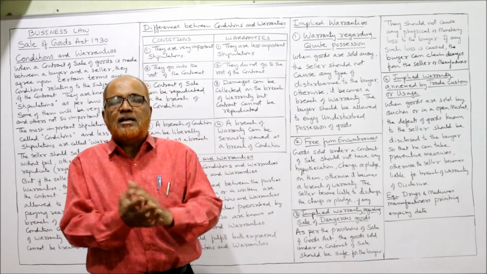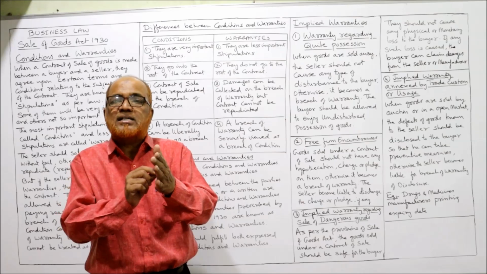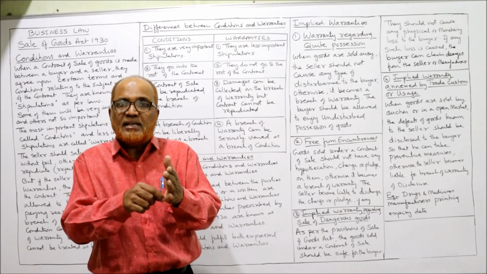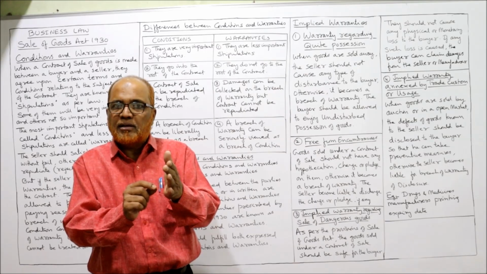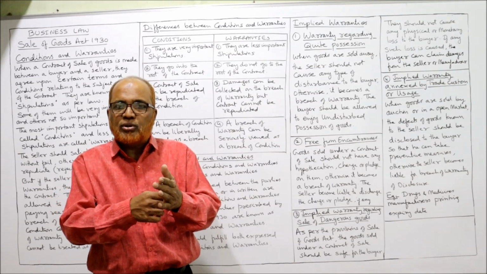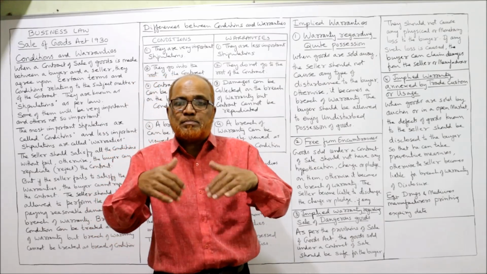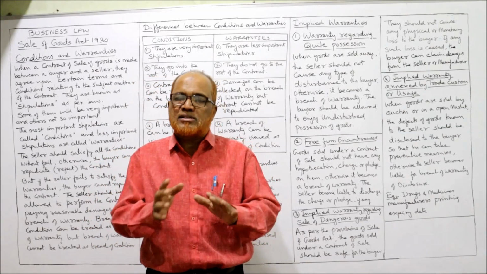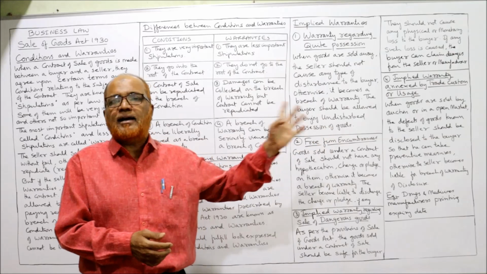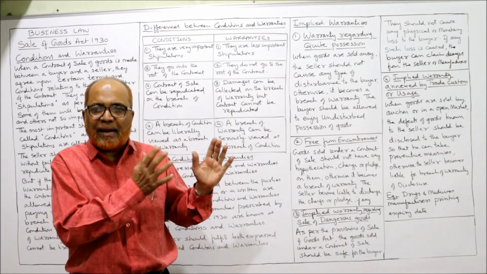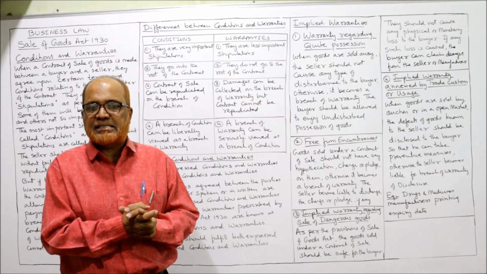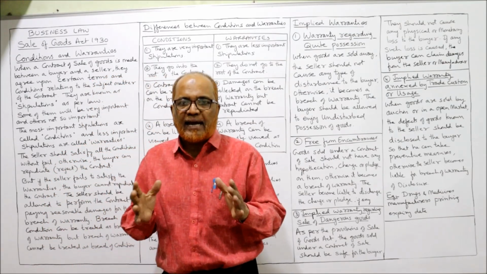And express conditions and warranties are those which are expressly given by the seller at the time of making the sale contract, either by word of mouth or in writing. Expressly he has given all the terms and conditions. That is called expressed. Implied conditions and warranties are given by law. So we have seen what are the implied conditions, what are the implied warranties. That's all. So this is the end of the topic, conditions and warranties.